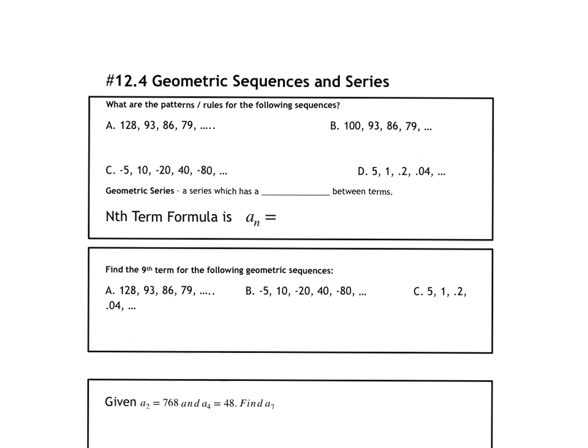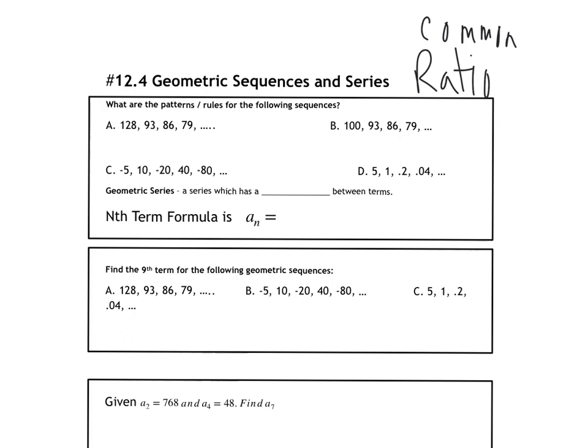We're going to get into section 12.4 today. We're going to switch from arithmetic series to geometric series and sequences. The difference is these series are going to be multiplication, right? Or a ratio. We're looking for a common ratio for geometric series.